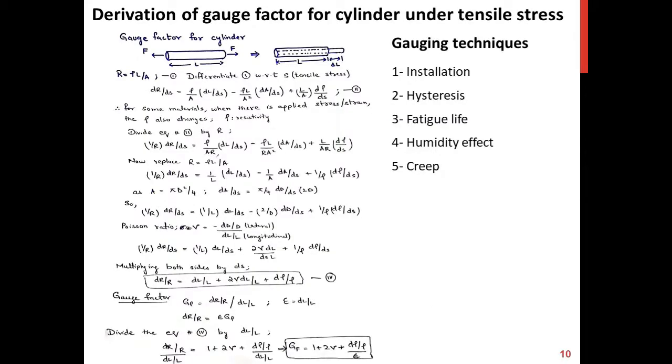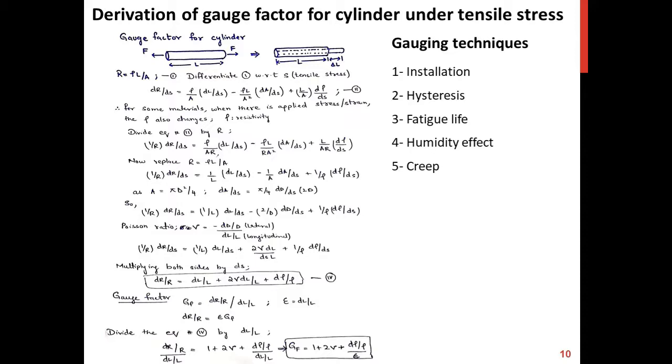Now let's derive the gauge factor for a cylinder under tensile stress. As I discussed in the earlier slides, the gauge factor has a generic form that is utilized in most of the geometries to take up different forms. Here we have a discussion of it.